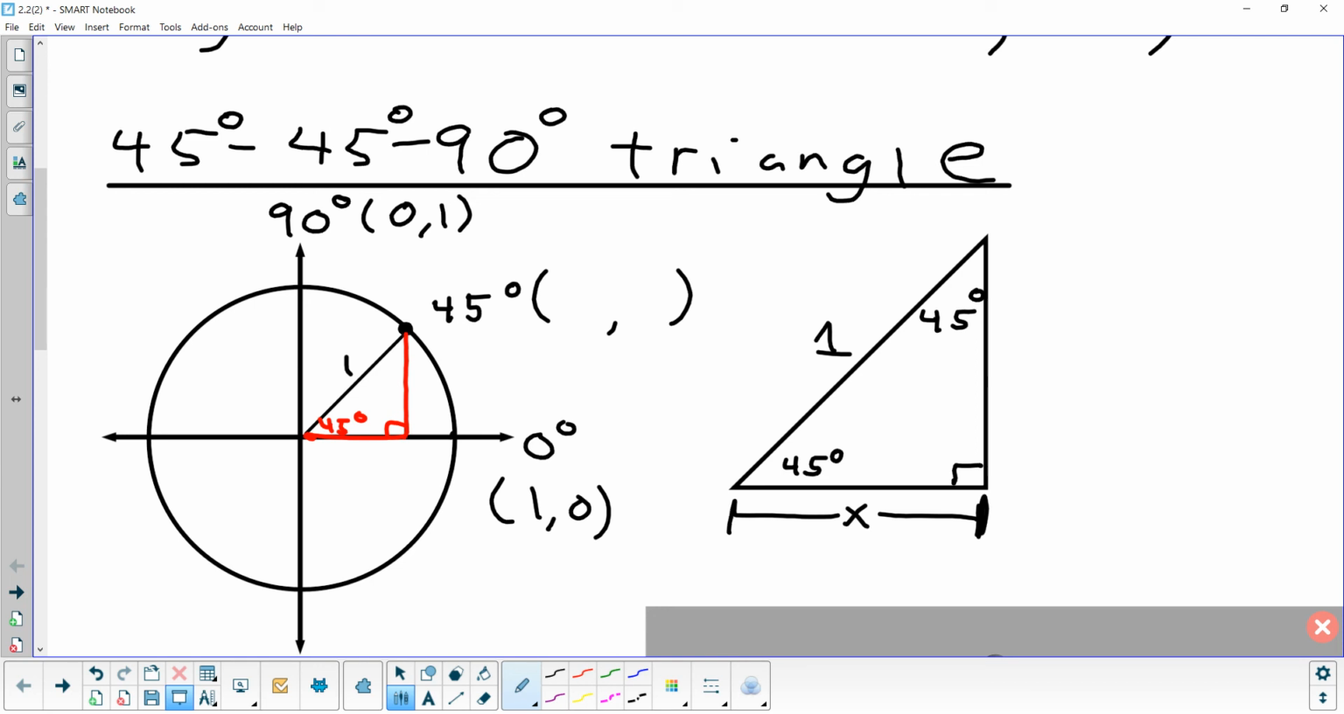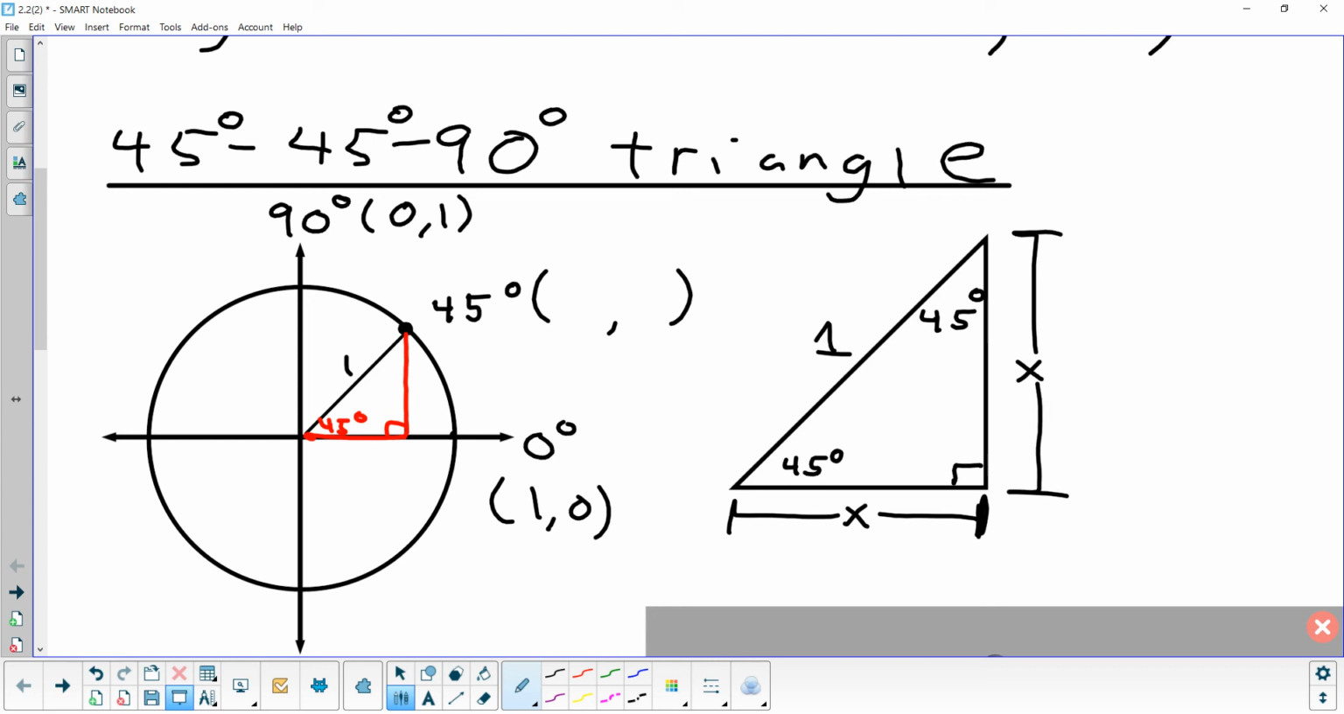And the height, we just said it's the same because it's isosceles. What letter should I use for the height? X. I should use x again because it's the same. If you pick a different letter, you're saying the height is a different value. It's not. It's the same. So that's also x.